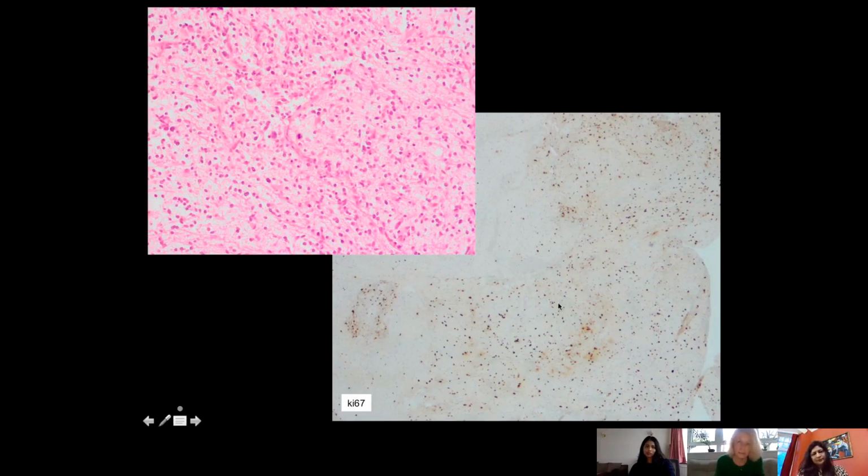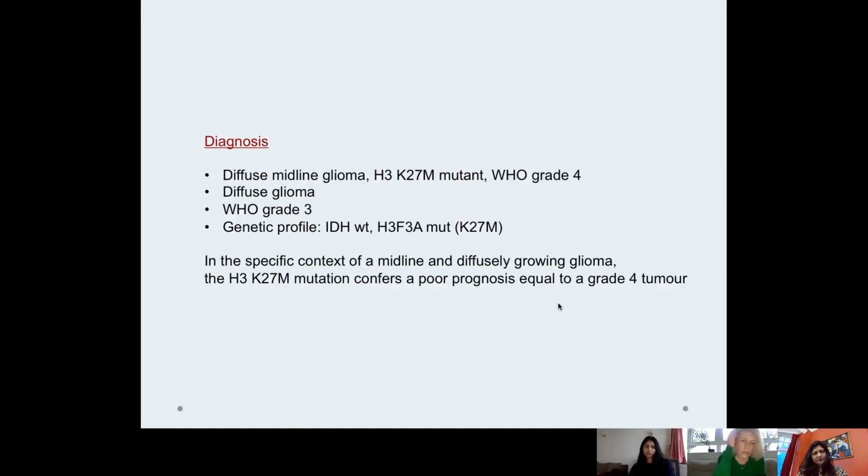Because this was a small biopsy, I did not do much immunohistochemistry, but went straight for sequencing, which shows absence of IDH mutation and the presence of a mutation again in the histone H3F3A gene, but this is a different mutation as compared to the case before, which was the G34. This is the K27 mutation.